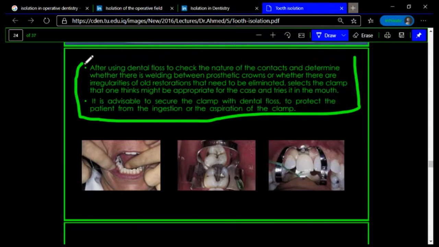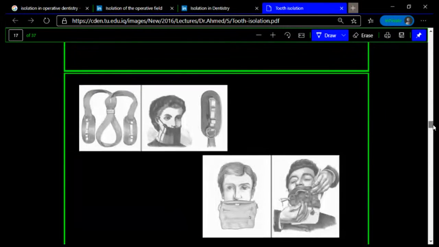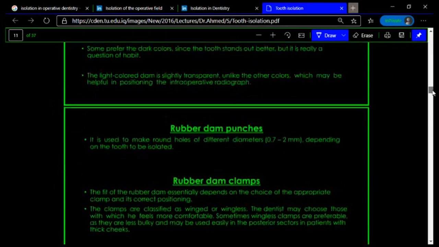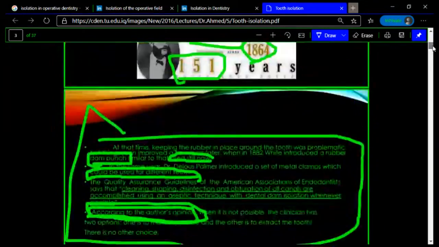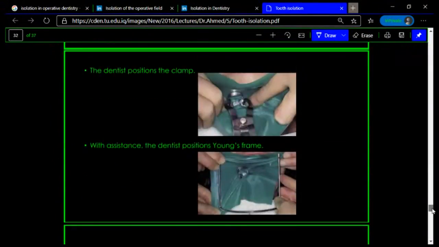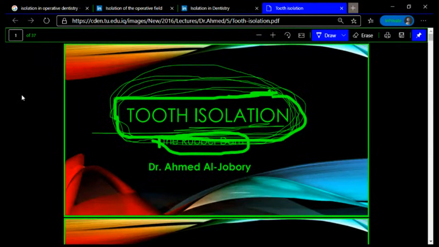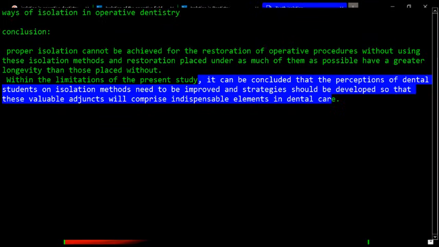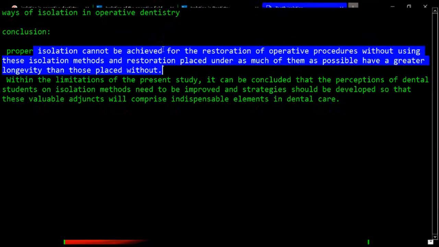And here we have this PDF talking about the rubber dam also. Here we can see rubber dam. And of course, there are many more isolation methods. We will write them down on the notepad right away. Proper isolation cannot be achieved.